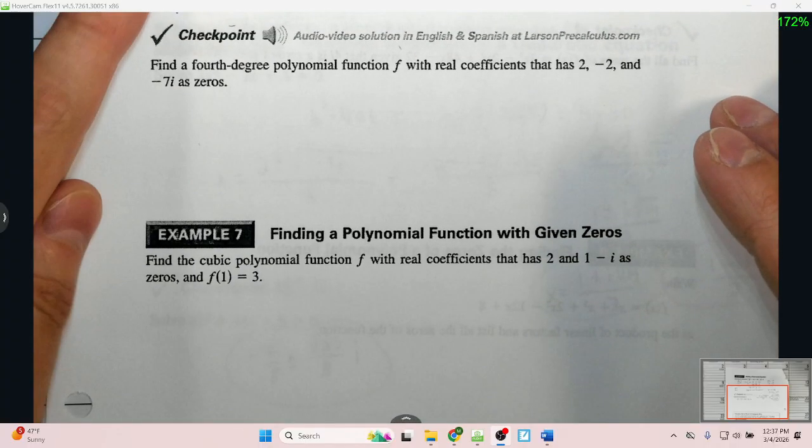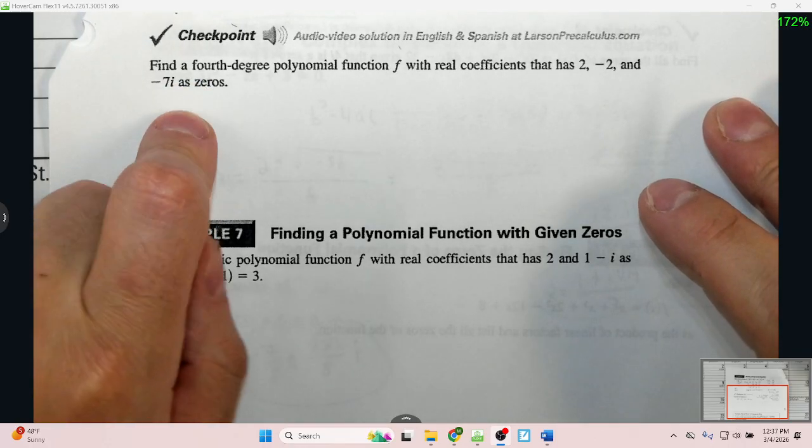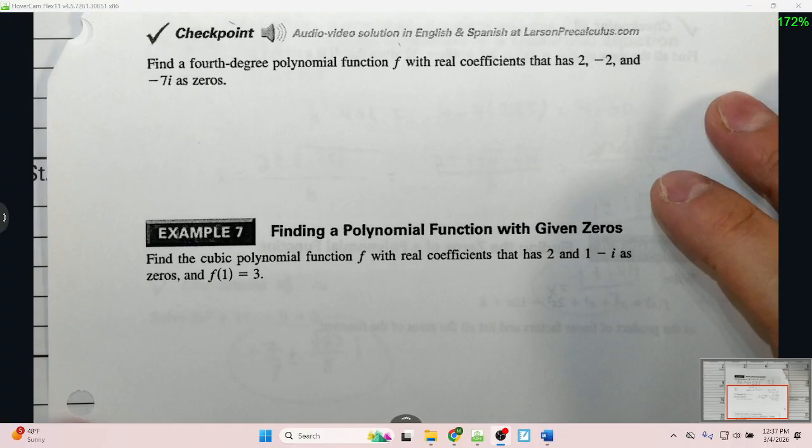I think you could probably pause the video and give this problem a try. So I'll encourage you to pause the video and give that problem a try.